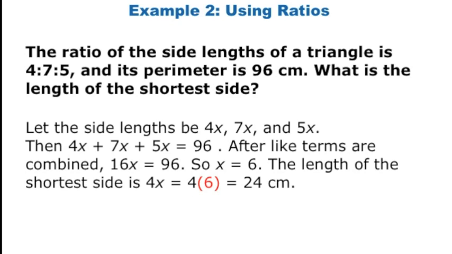You can use the same method to find the other 2 sides. The second side there, the longest side, the 7, would be 7x. So I'd replace the x with 6. It'd be 7 times 6, or 42 centimeters. And then the third side, the 5, would be the 5x. Replace the x with 6, and 5 times 6 is 30 centimeters. So our 3 sides would be 24 centimeters, 42 centimeters, and 30 centimeters.